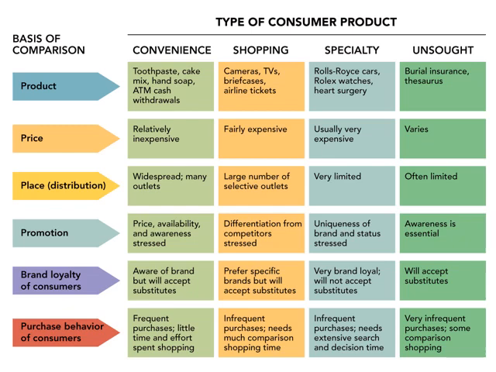This slide gives an overview of the basic types of consumer products and also gives you a comparison of 6 different elements such as product, price, place, promotion, brand loyalty, and purchase behavior of consumers. If you want to take a look, just pause the video and look at it to your heart's content. It will be there for you.